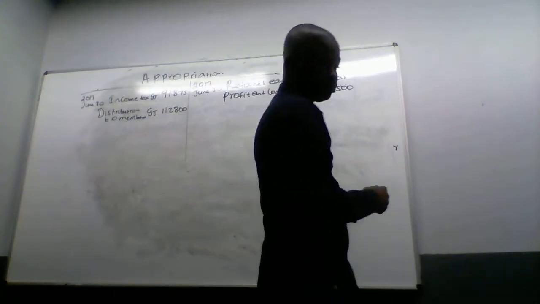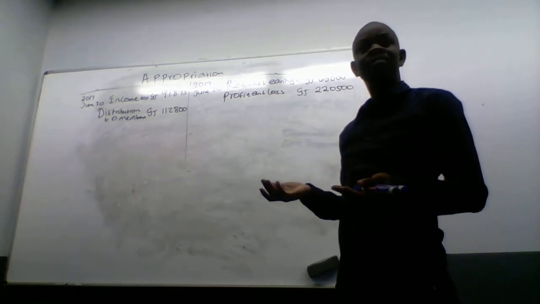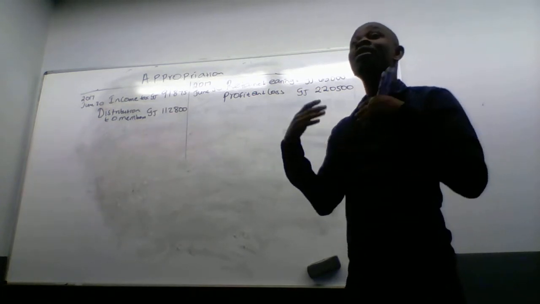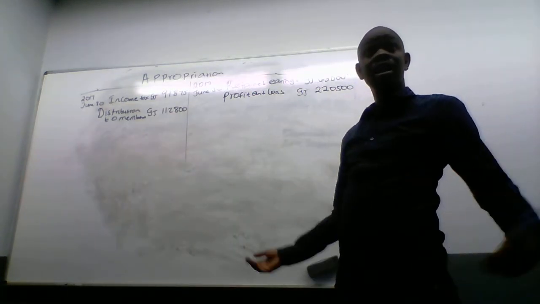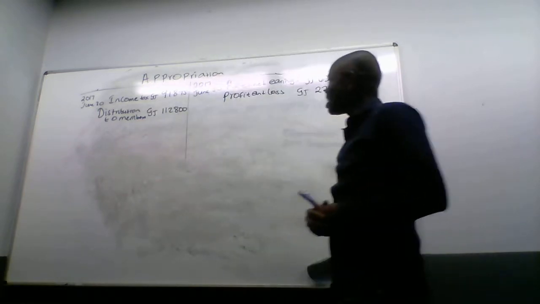Do you have any distribution remaining? Yes. Distribution to members. How much was the distribution to members? 112,800. Thank you very much. So, this is how it must look. Now we just have to balance it. Remember, it's a wrong one in the partnership, and they like it under partnership. Which side is the biggest?